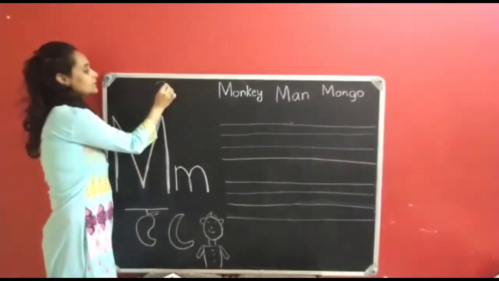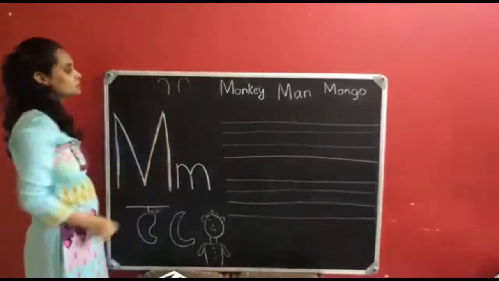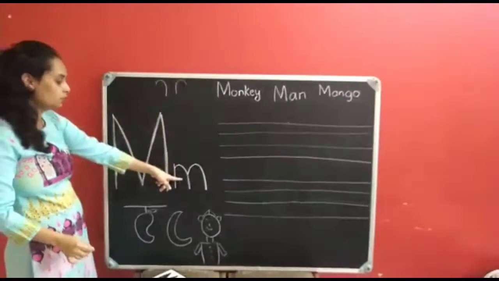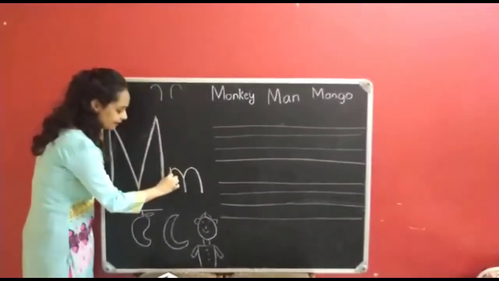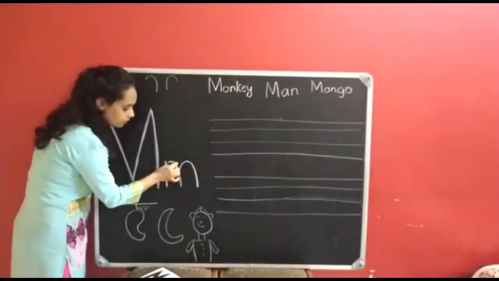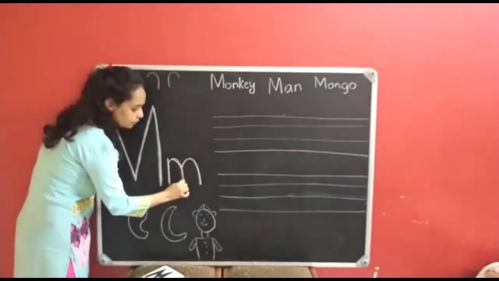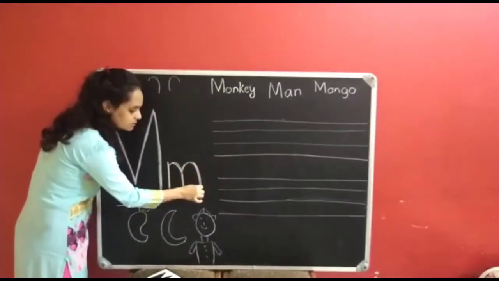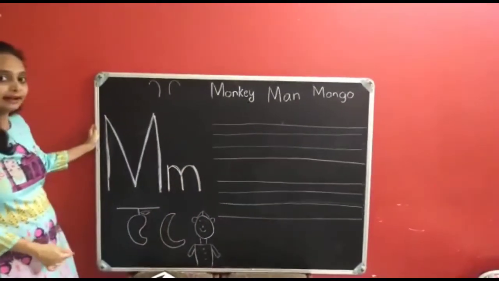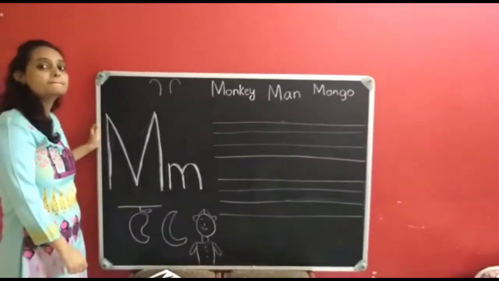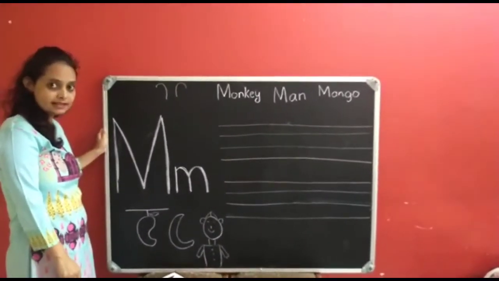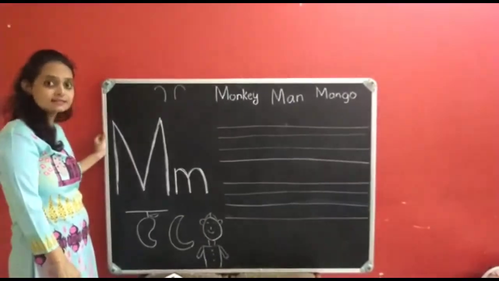I have taught you this pattern, children, right? So this pattern we are going to do over here also. Standing line and curve, and again you have to come from here and down. It becomes letter M. And the sound of letter M is M.